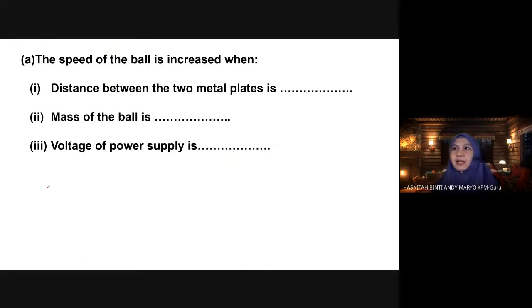The first one, the speed of the ball increases when the distance between the two metal plates is closer or further? What do you think? Closer. Yes, very good. So the speed of the ball increases when the distance between the two metal plates is decreased. Number two, the mass of the ball is smaller. Okay, the voltage of the power supply is increased.